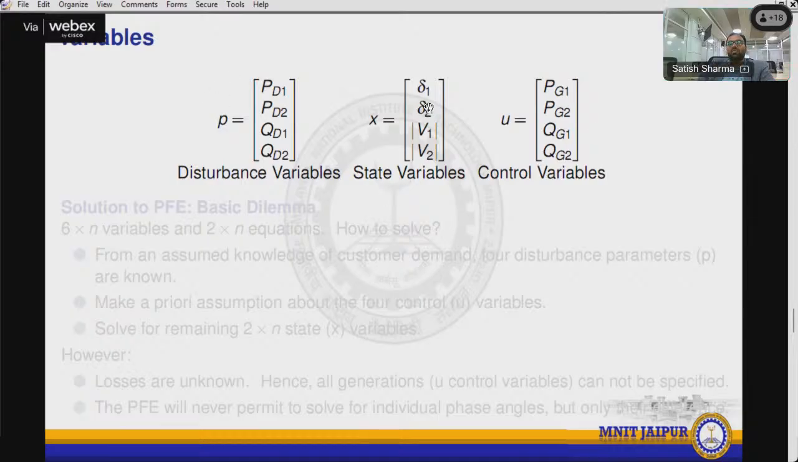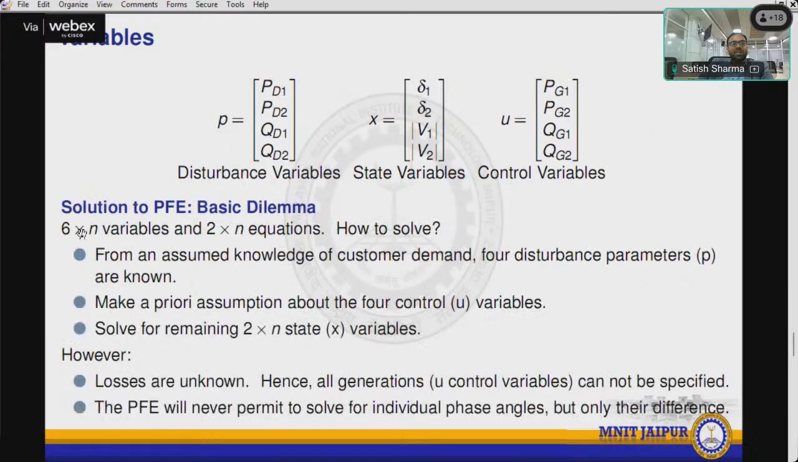Okay, so these are the different variables. State variables are voltage and angle, and then we have some generation which we basically use to control the entire disturbance coming from the demand. But the issue is there are 6 into n variables, and we only have 2 into n equations. Like for the two bus system I have mentioned, it is basically 12 variables for a two bus system, and we have only two equations. Okay, so it is very difficult to solve.